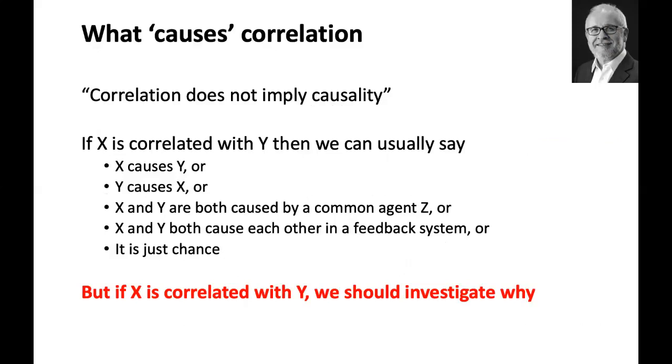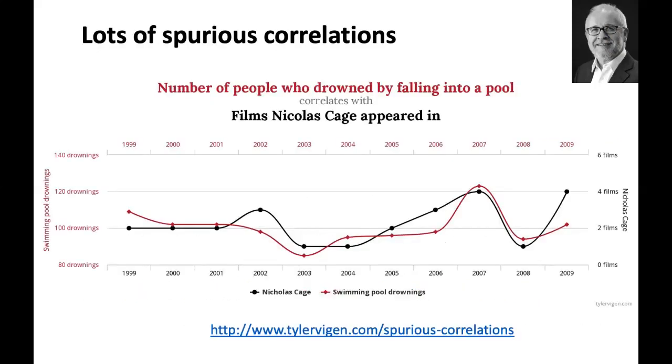So, correlation does not imply causality, but I've highlighted it in red and put it in big bold font. When you see a correlation, investigate the why. And a lot of times you'll find it's what we call a spurious correlation, a correlation that doesn't really exist. It's just luck or chance. And there's a whole website devoted to these, spuriouscorrelations.com.